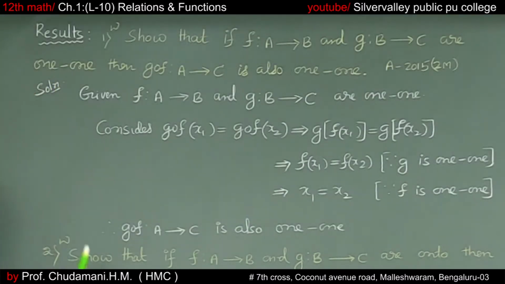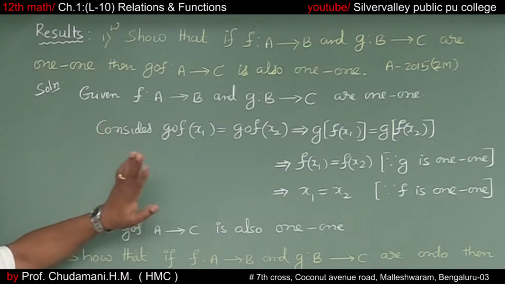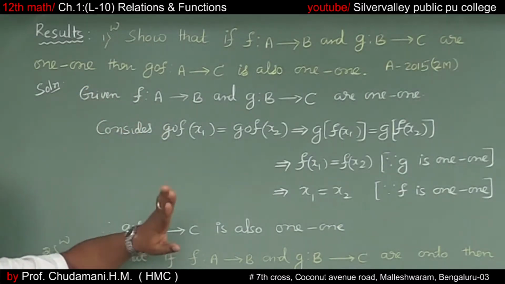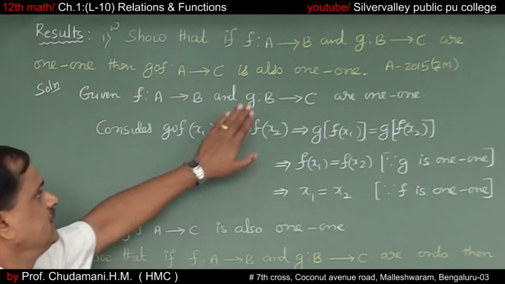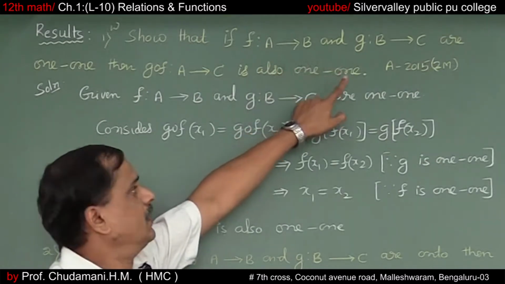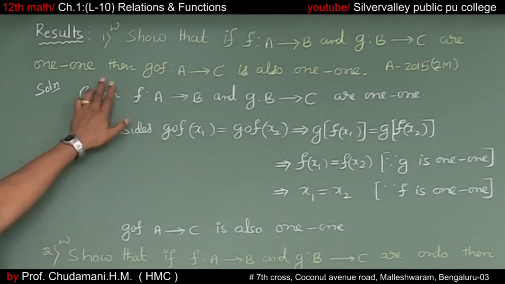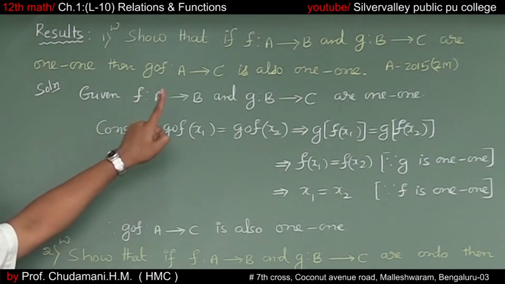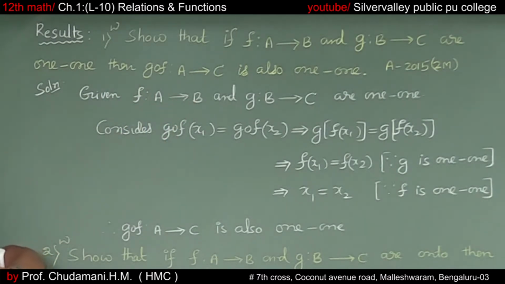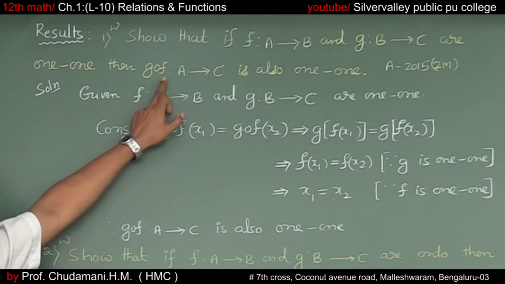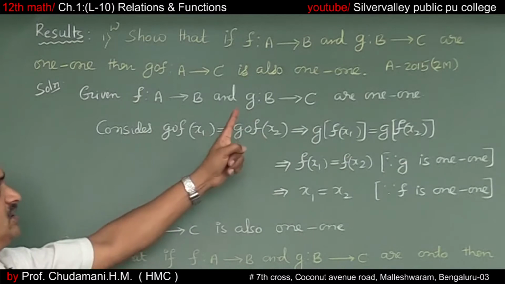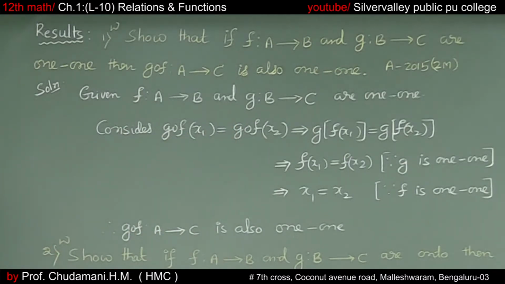Some important results on composition of functions. These are very important results, even for MCQs also. The first one: show that if f from A to B and g from B to C are 1-1 functions, f is 1-1 function, g is also a 1-1 function, then composition of f and g, g o f from A to C, is also 1-1.